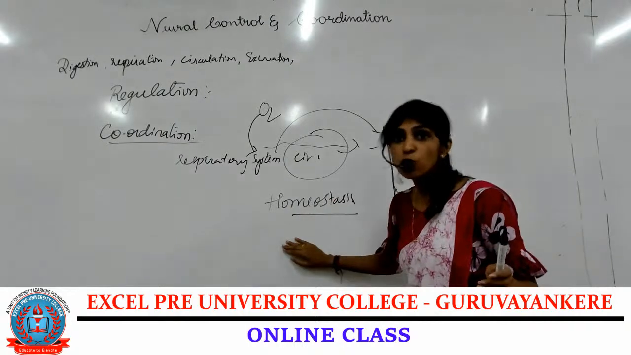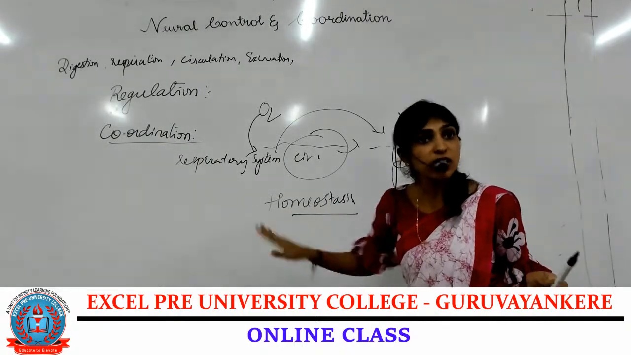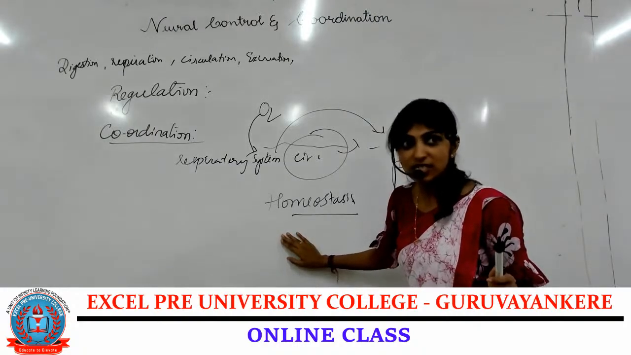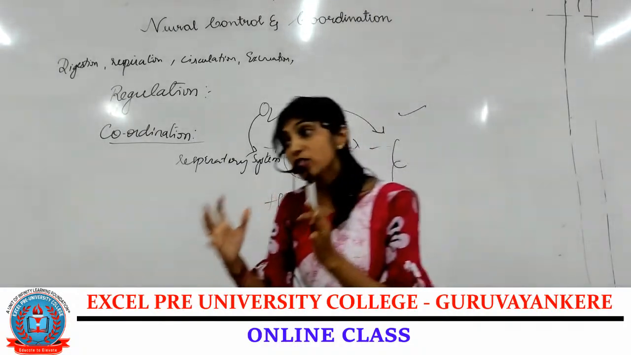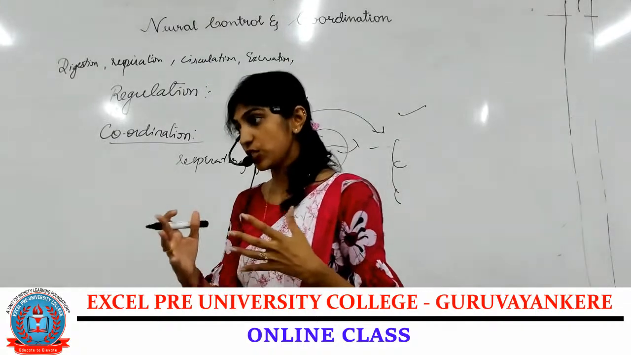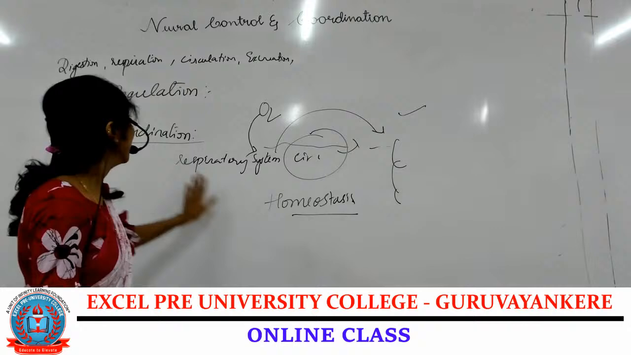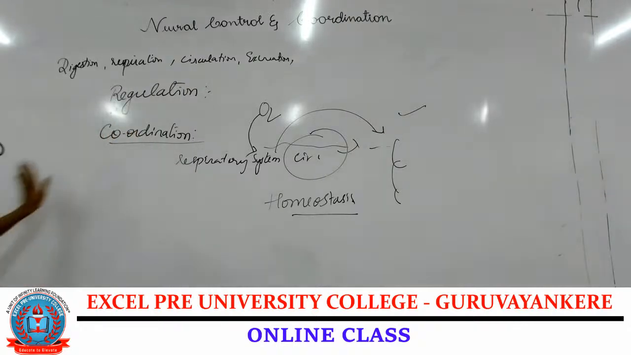That is called homeostasis. We maintain a constant body function. We call it homeostasis. Okay? How is this homeostasis attained? By coordination. In simple terms, by coordination. Clear? Okay. Now, coming to the next one.